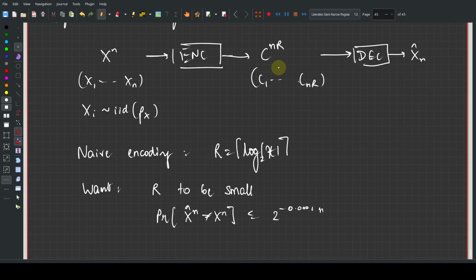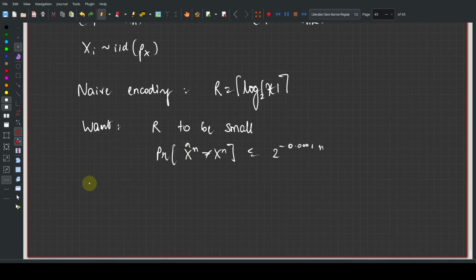Okay. But let's look at a slightly simpler scheme. I'll define this T epsilon as the following set. It is a set of all sequences x^n such that if I look at the frequency of occurrence of each symbol in x^n, it is close to the true probability value.